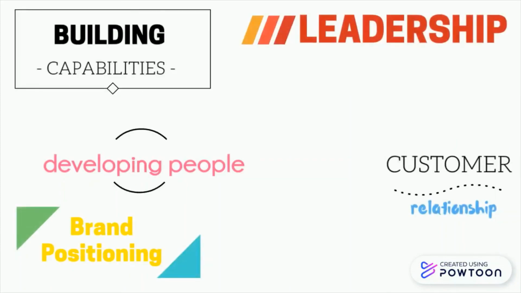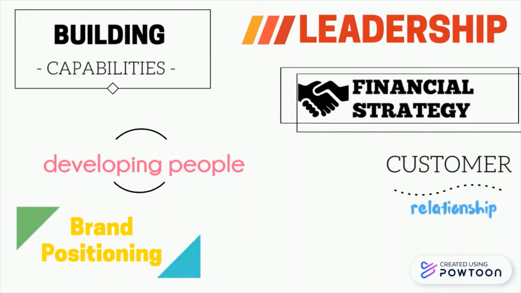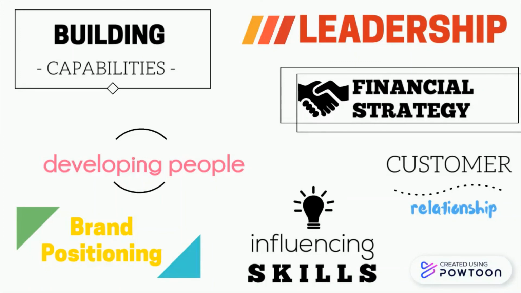And now we're on to the last two. The sixth one is about financial strategy and management, how to think about creating value through your financial management strategies. And lastly is influencing skills, which really underpins everything else in the book.